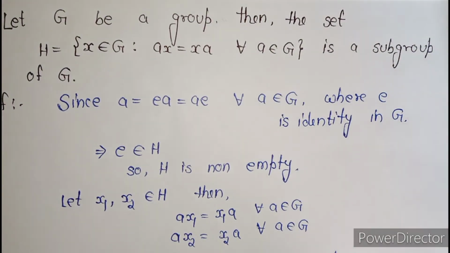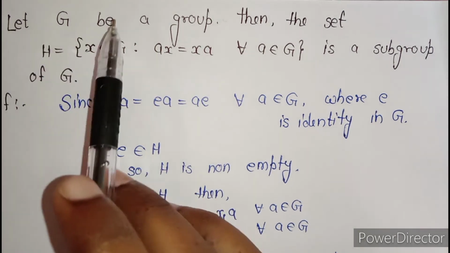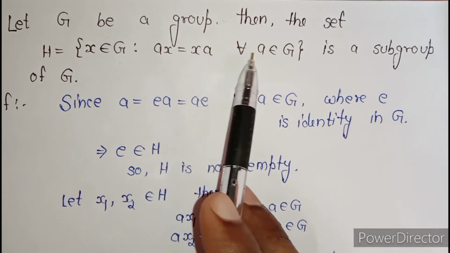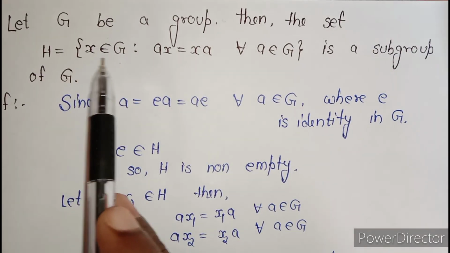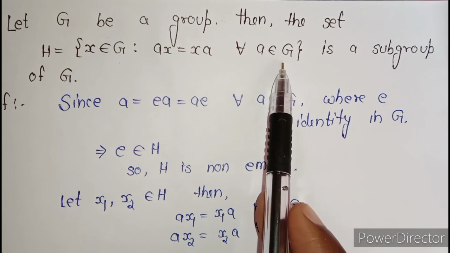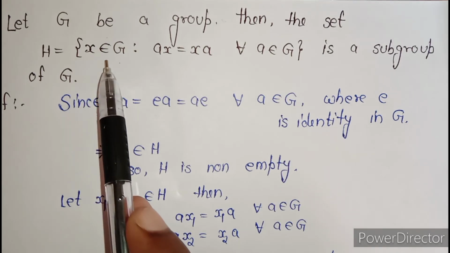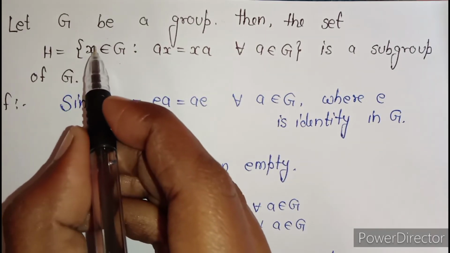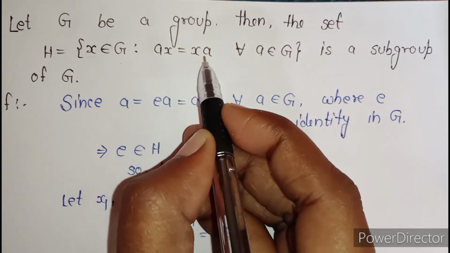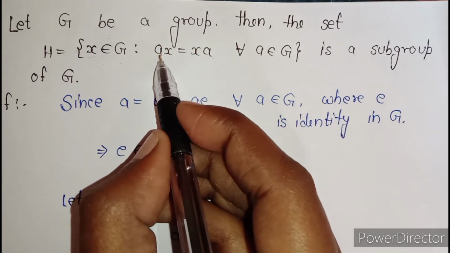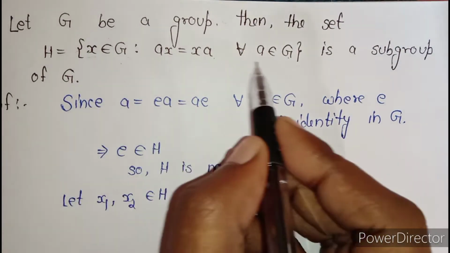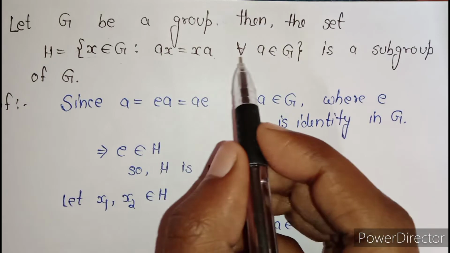Today I am going to discuss a very important example of a subgroup. Let G be a group, then the set H is equal to {x belongs to G such that ax = xa for all a belongs to G}. This set is the collection of all those elements of the group G which commute with every element of the group G, and this is also known as the center of the group. Because if you see, this is the collection of all x belongs to G such that ax = xa, that is, x is commuting with each a, where a comes from G, and this is true for every element of G. So this is the definition of the center of a group.